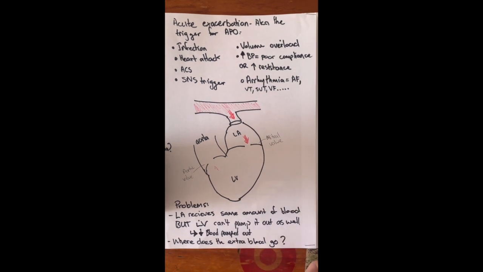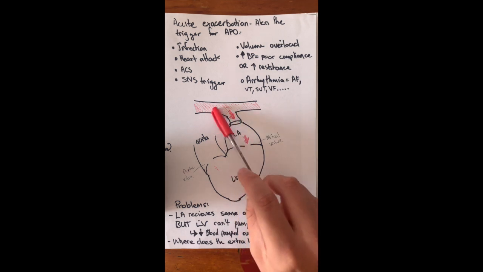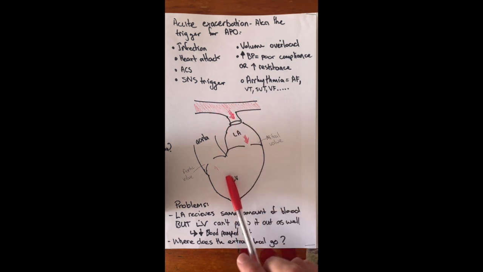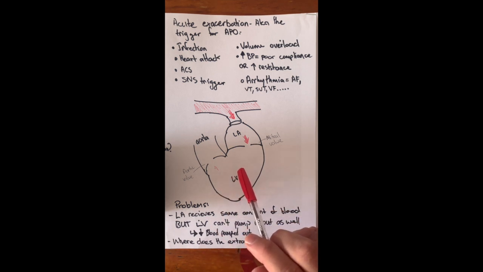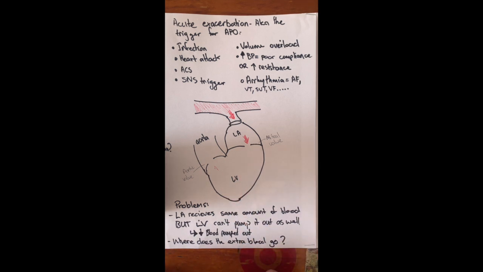Volume overload. So say this patient had too much salt, they had too much fluid retention, they were on dialysis, they missed a few appointments. There's an increased amount of blood in their system. That same amount of blood is going into this left atrium, into the left ventricle, but the left ventricle can't pump it out as much. So therefore, we have a poorer cardiac output, and we have strain, and the left ventricle becomes structurally poor.